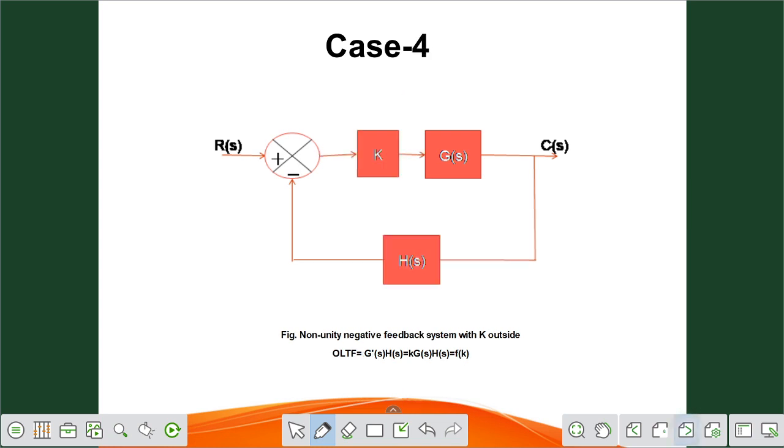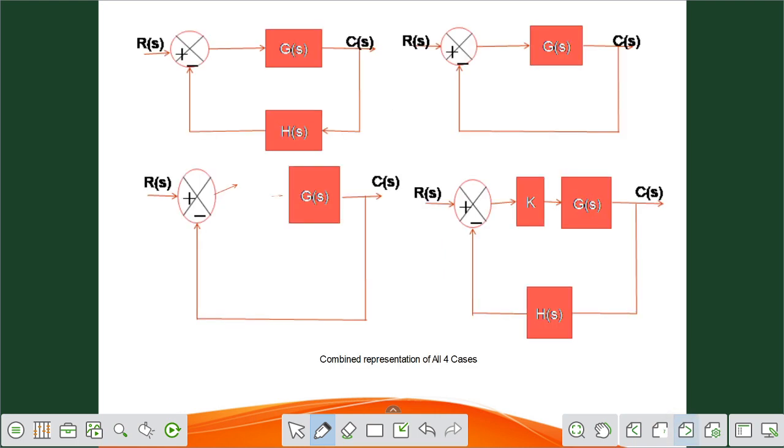In a similar manner, in the next case, I am also representing the K outside of the G(s). Again, this is my feedback element. This is a non-unity feedback system. If I combine all the 4 cases, we can see the picture here.